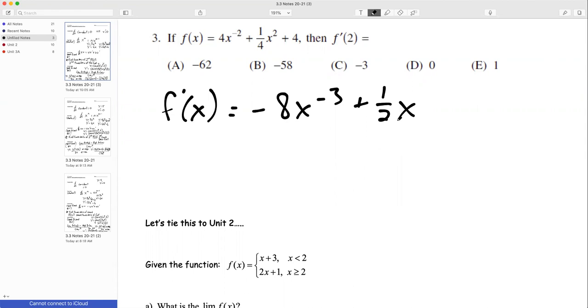Negative 8x to the negative 3 plus 2/4 x, or 1/2 x. And so now I want to evaluate this at 2. So I want f prime of 2. What do I do with my negative exponents?